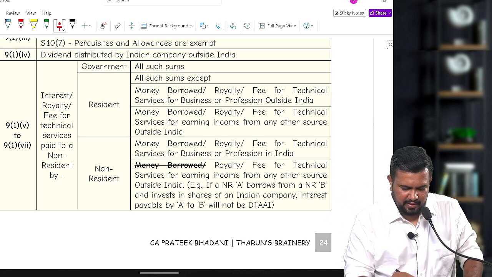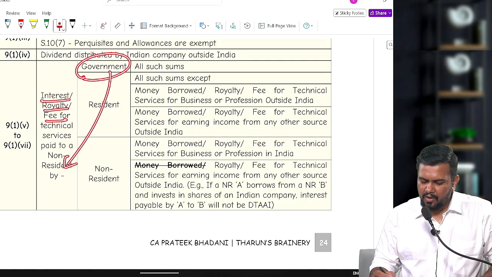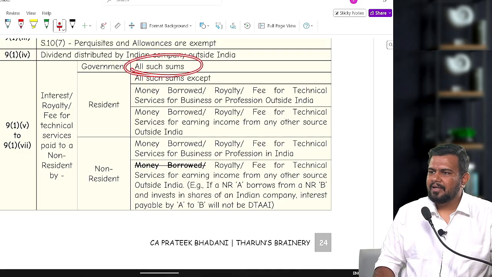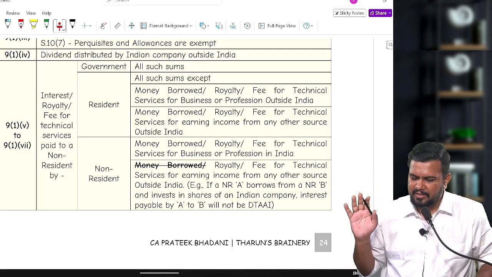First, if the government is paying interest, royalty, fee for technical service to this non-resident, then all such sums are deemed to accrue or arise in India. Everything is deemed to accrue or arise in India.